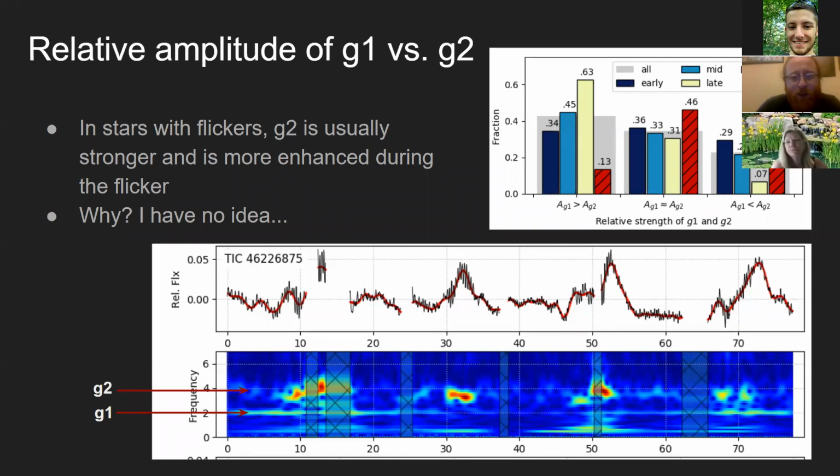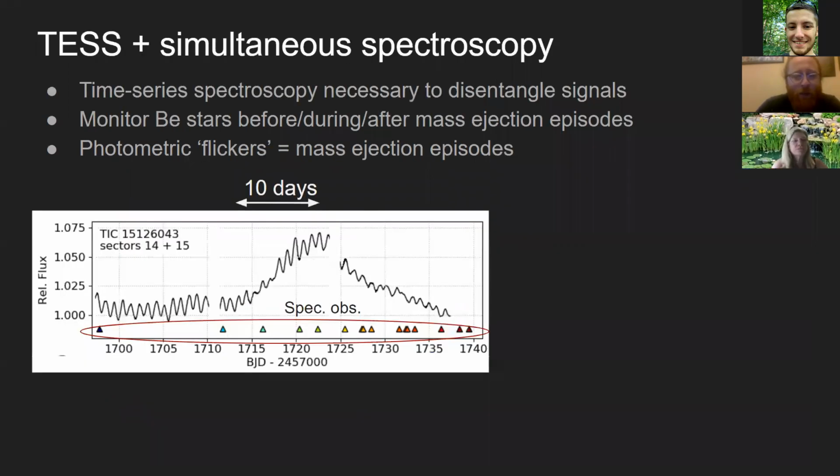So far, you've heard that these photometric flickers correspond to mass ejection, but there's a few cases where we can prove this.